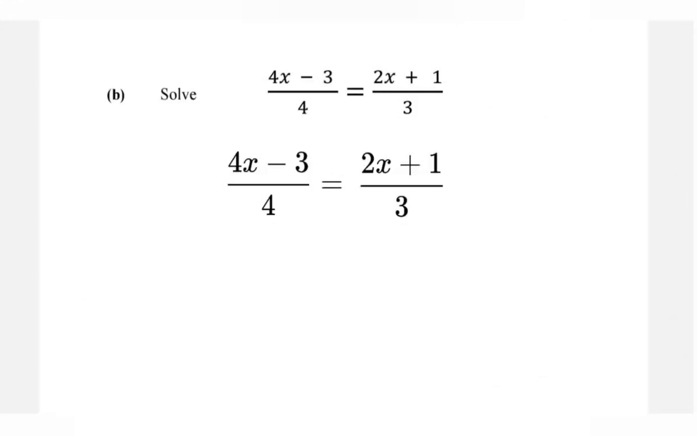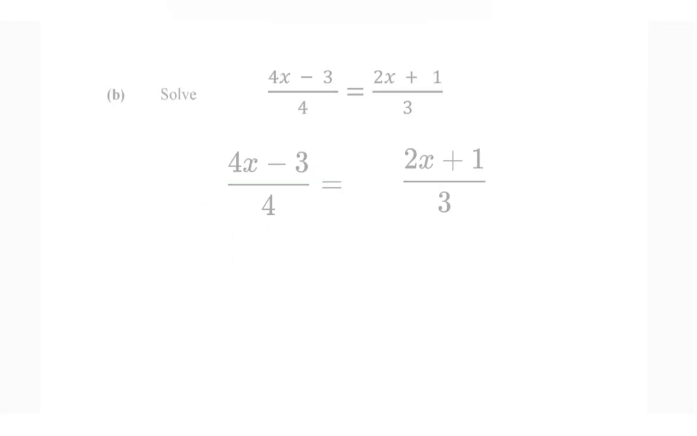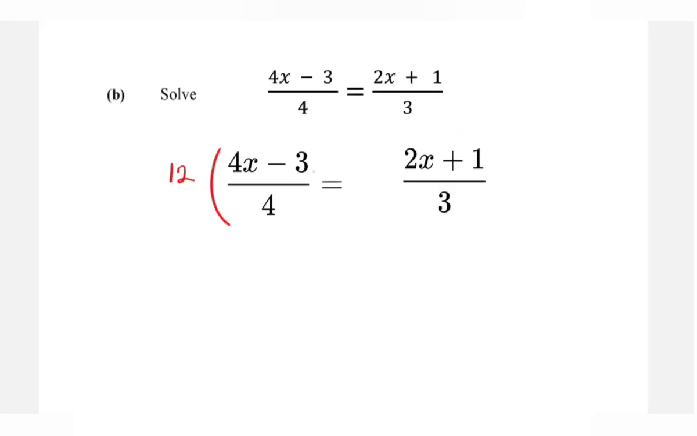Here is question 1b. We are to solve if (4x minus 3) over 4 is equal to (2x plus 1) over 3. I know one of the most popular solutions to this is by cross multiplication. Another way of solving this is getting the LCM of these denominators, and the LCM of these denominators is 12. Then use the 12 to multiply both sides. 12 to multiply this, also 12 to multiply this. So we can say that 4 here 1, 4 here 3.